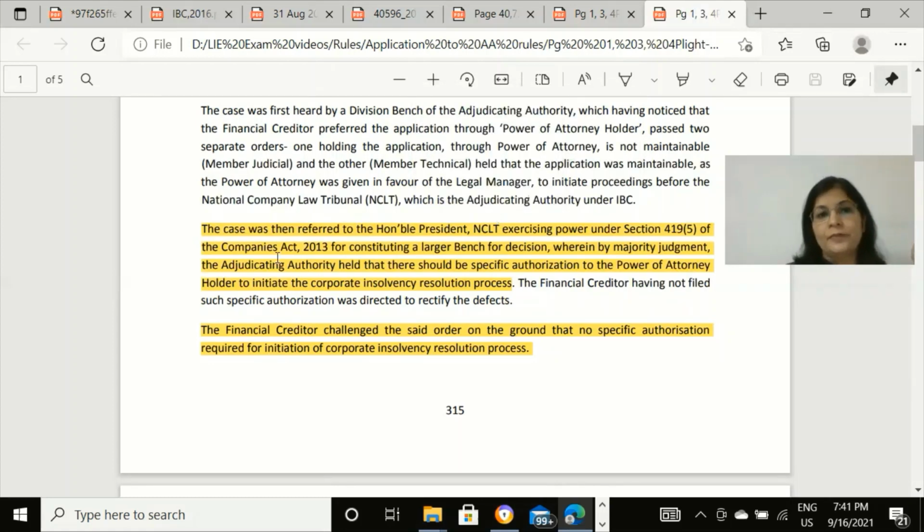So the case was then referred to the Honorable President NCLT, because we know that when there is a split decision of the judicial and the technical member, it is referred to the President of NCLT under section 419 of the Companies Act for constituting a larger bench for the decision. The majority judgment held that there should be specific authorization to the power of attorney holder to initiate the CIRP. The financial creditor, having not filed a specific authorization, was directed to rectify the defects. The financial creditor challenged the said order on the ground that no specific authorization is required for initiating CIRP.